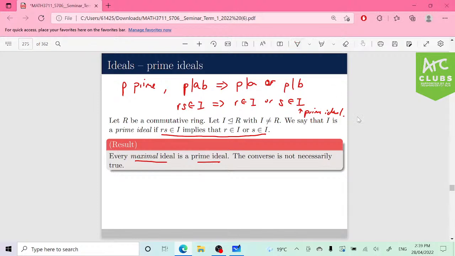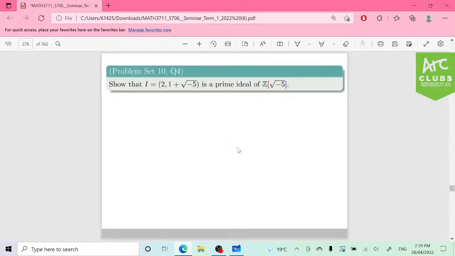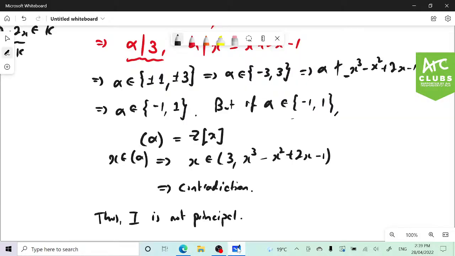So if you want to show that something is prime, it's enough to show that it's maximal, and the maximal ideal consequently implies that it's also a prime ideal. So we're going to use this characterization to prove that this ideal is a prime ideal.